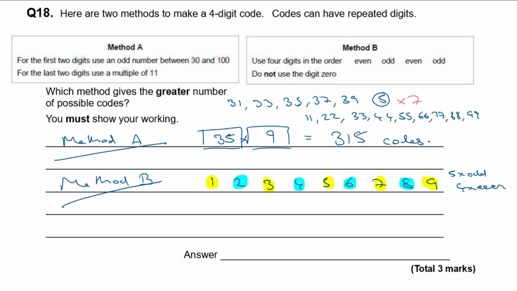Okay, so then if I'm picking a code which is even, odd, then I'm going to have 4 choices for the first digit if it's going to be even, 5 choices for the second, 4 choices for the third because I can repeat them in this case, and 5 for the last one because I can repeat it. So multiplying those together, 4 times 5 is 20, 4 times 5 is 20, 20 times 20 is 400. So there are 400 codes for method B, so 400 codes beats 315, doesn't it? So method B is the answer here. Method B has the most codes.